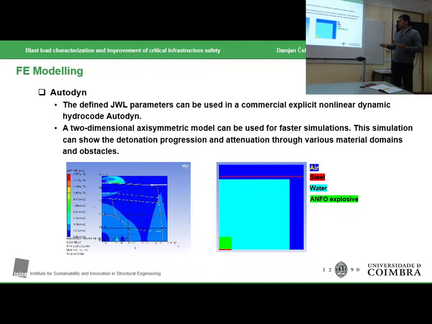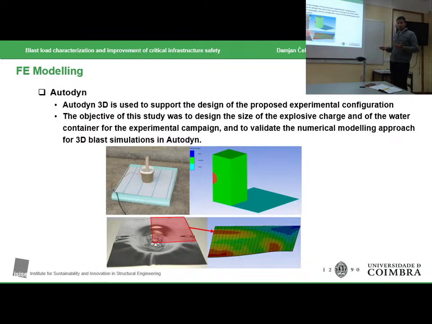But it is hard to analyze the response of an element in 2D. So another approach we can use is 3D. In this specific study, I used the deformed shape from the preliminary study of the plate to compare it with the numerical model. Here we see a quarter of the plate. We see the water bucket, which is simply presented here as a square, so not really as a cylinder. The red area is explosive material. And here we have a deformed quarter of the shape.